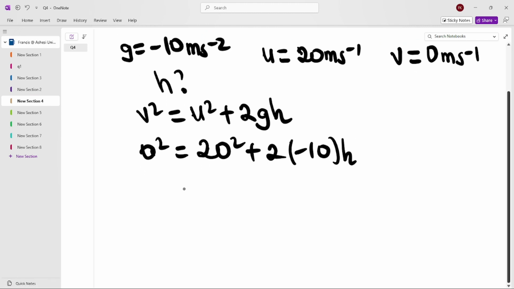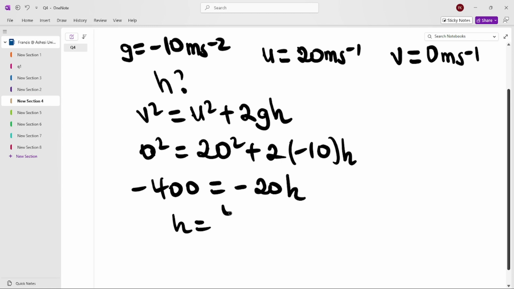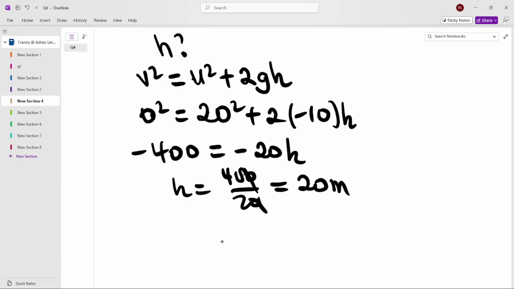So then I'll have negative 400, 400, right? Negative 20h. So h will be equal to 400 over 20. So the answer will be 20. Is that correct? Yes. So we have h is equal to 20 meters.